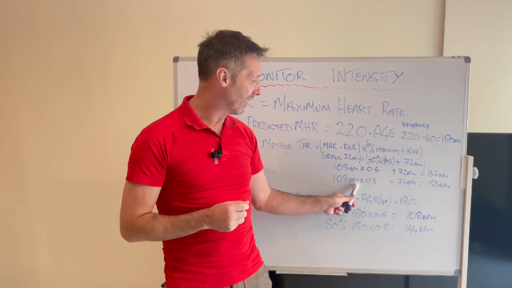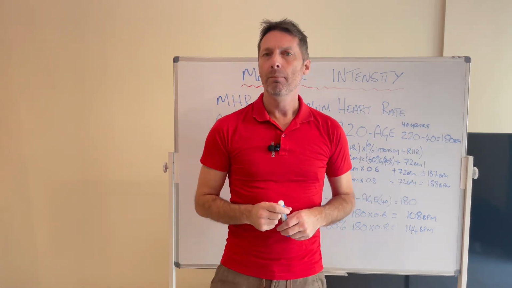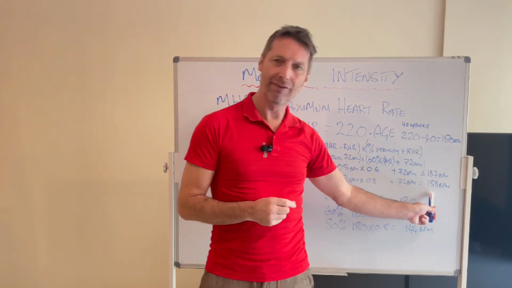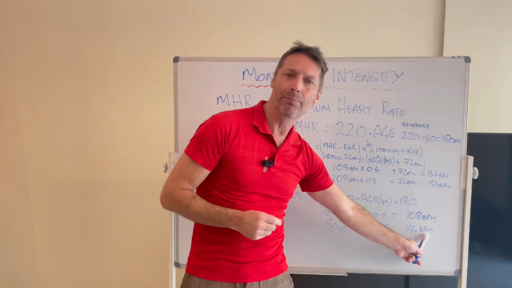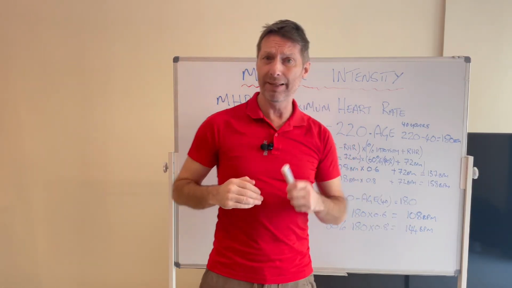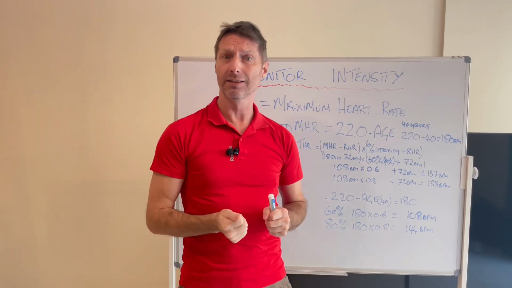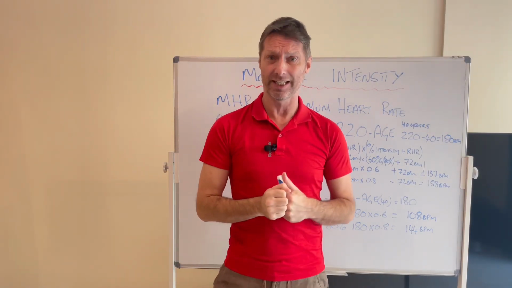80%, 108 multiplied by 0.8 plus the 72 beats per minute equaling 158. So the 80% from the Karvonen and the 80% at the age predicted is 14 beats. So it's a big difference for your client, which is going to make your life as coach a little bit easier to predict.